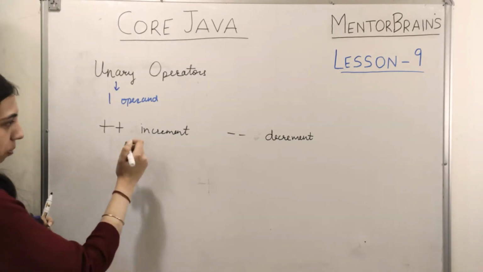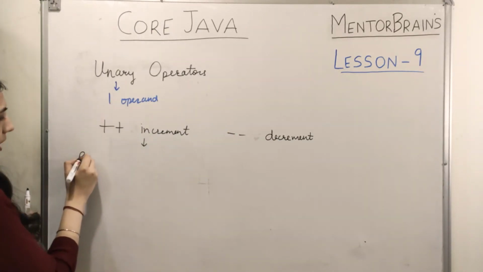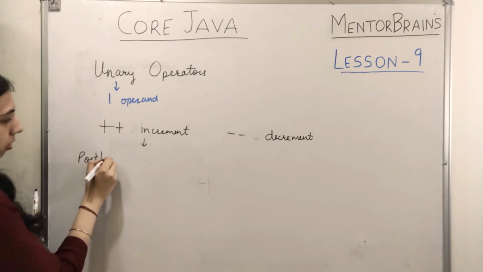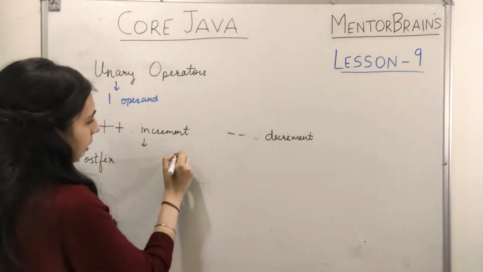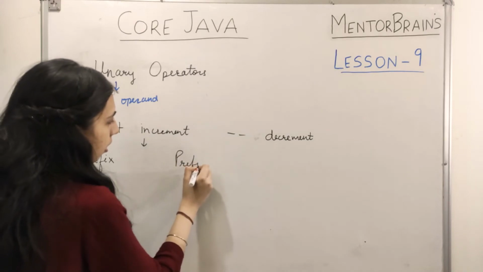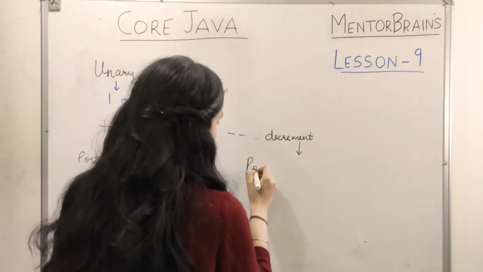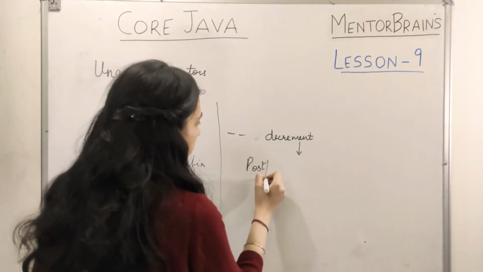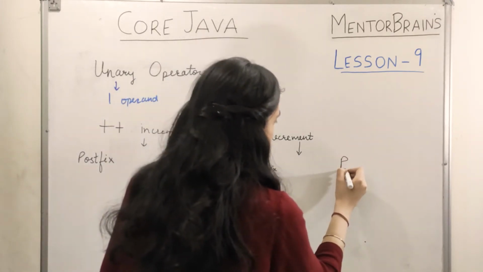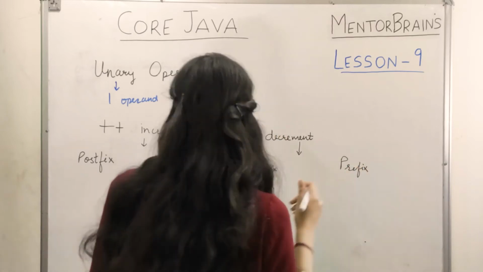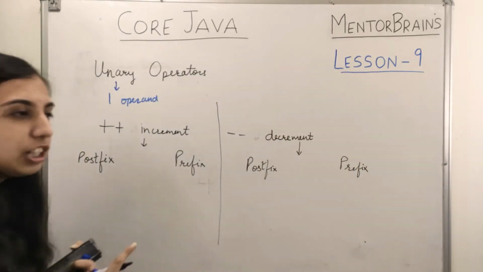We have two types of increment operator. One is postfix and the other one is prefix. Similarly, here also we have the same two types, postfix and prefix. Now let me tell you the difference between these two.